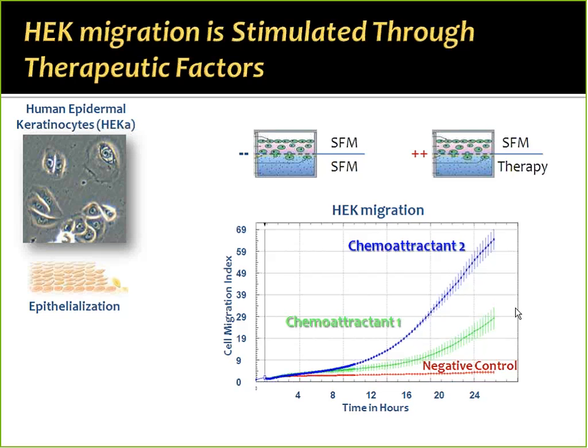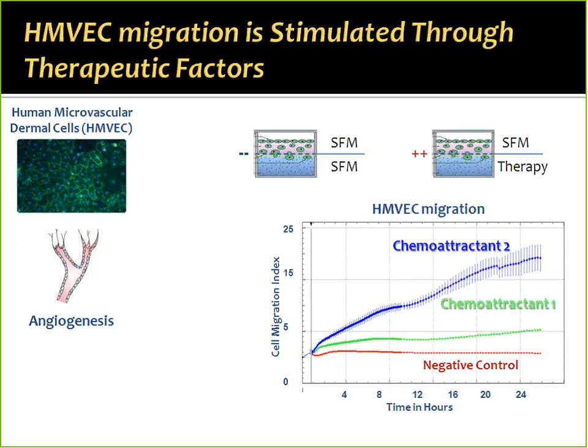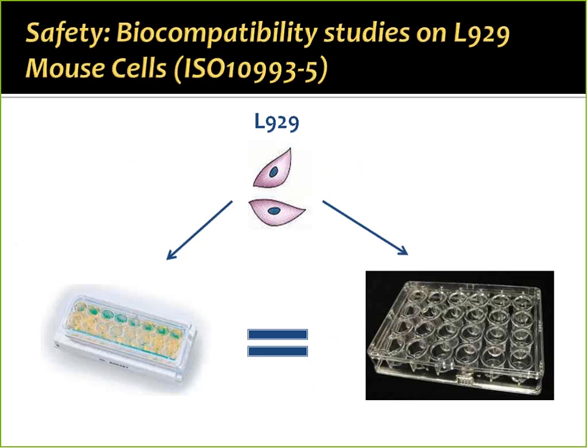So I'm going to then switch gears a little bit, and this is just one example of how we use the xCELLigence for migration and for looking at how we stimulate cells. I'm going to switch now to the safety component of things, because as you might imagine, let me move back to biocompatibility here. We are a medical device company, and as such, we are heavily regulated by the FDA. So we have to follow a standard for biocompatibility testing of our materials, which is ISO 10993.